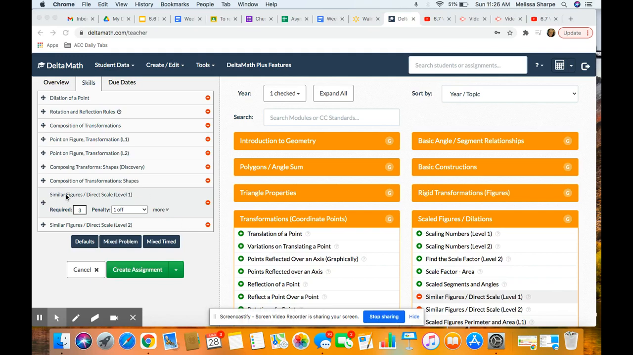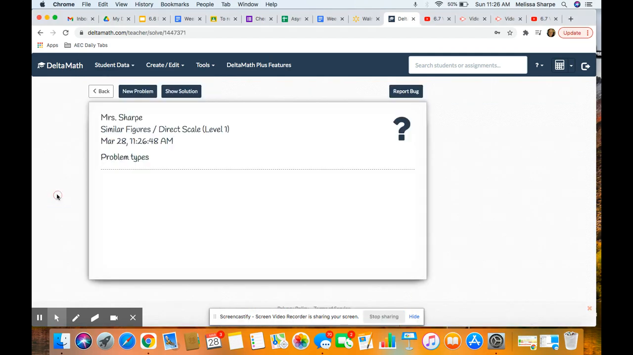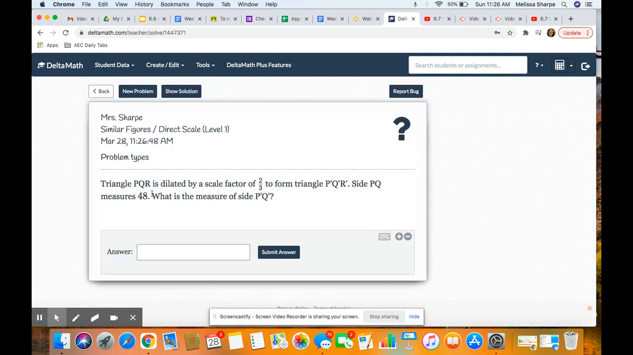Now let's go on to the similar figures direct scale level 1. Here's an example where it says triangle PQR is dilated by a scale factor of 2/3 to form triangle P prime, Q prime, R prime. Side PQ measures 48 degrees. What is the measure of side P prime, Q prime?